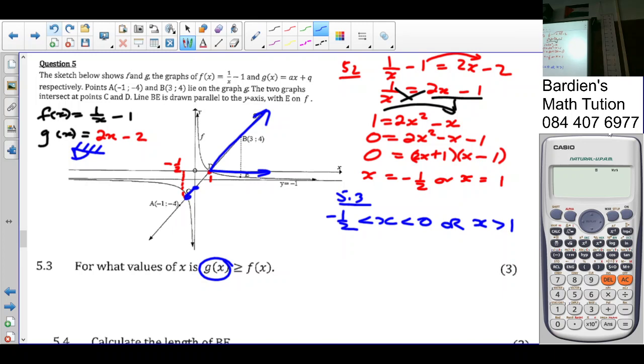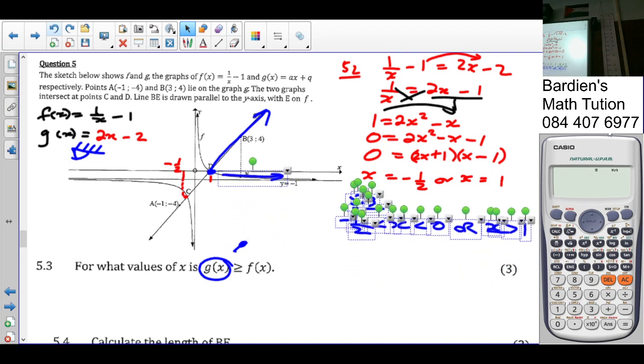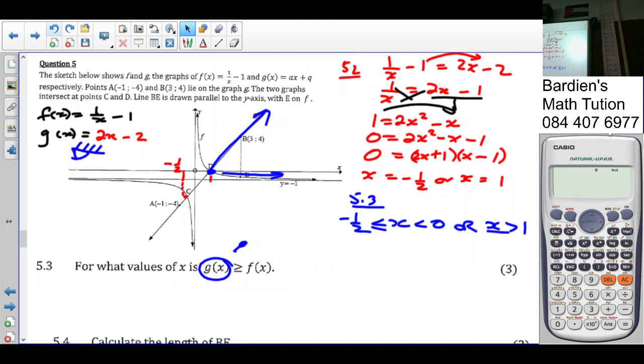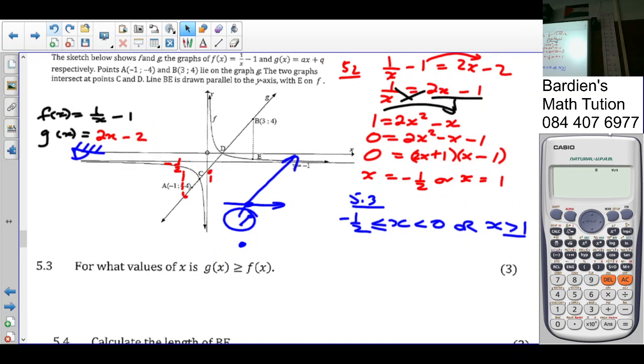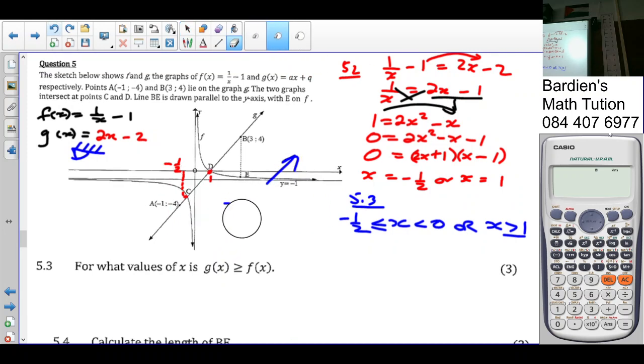Are the graphs equal at negative half? Yes. Are the graphs equal at 0? No. Why? Because there is an asymptote here at 0. So they can't be equal at 0. So I leave that 0 out, the equal sign out there. Are they equal at 1? Yes. So I put equal to as well. Okay. So that is question 5.3.